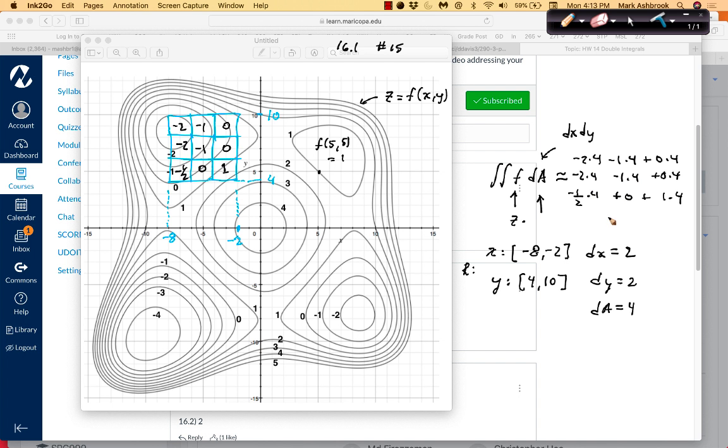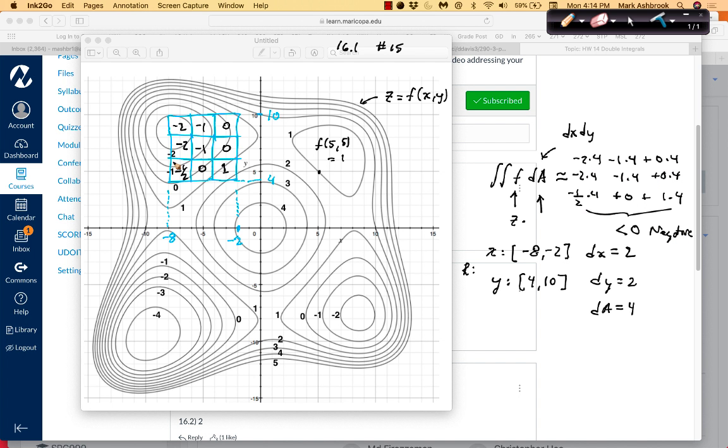Just looking at that, I have -2, -1, -2, -1, these zeros, and then only -1/2. The only positive value is here at 1. So clearly, when I add all of this up, this estimate is going to be less than 0, or negative.